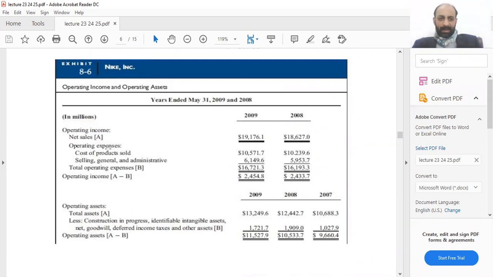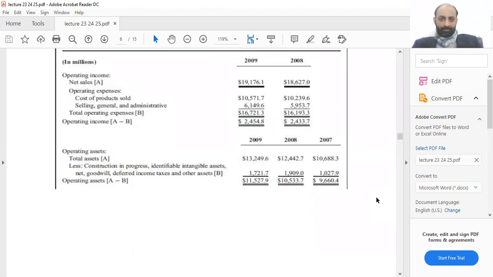Now, what are the operating expenses? It is your cost of product sold, cost which is directly related to your products. For example, it could be your direct material, direct labor, manufacturing overhead, and then you also subtract selling, general, and administrative expenses from it. So when you subtract both of these costs from the net sales, you get the total operating income as it has been calculated in Exhibit 8.6.